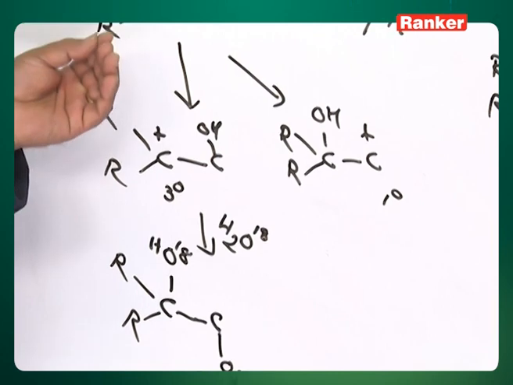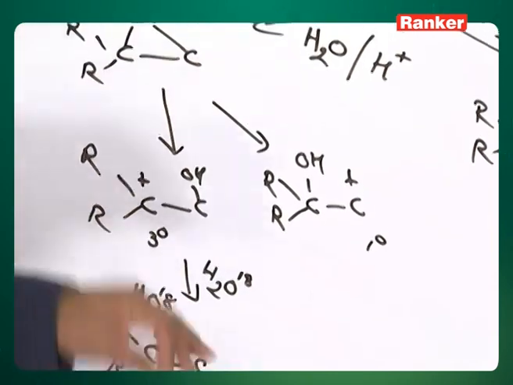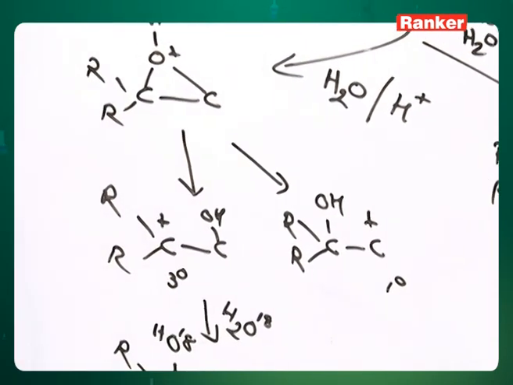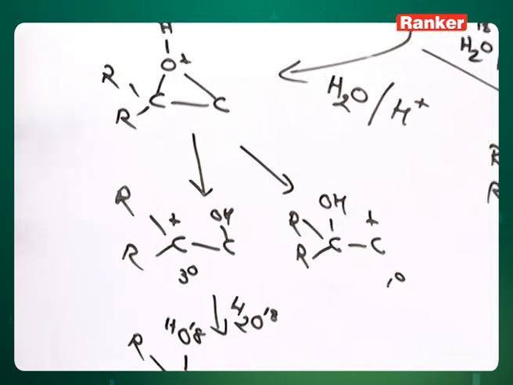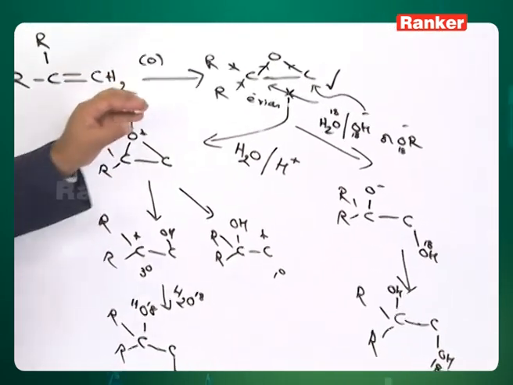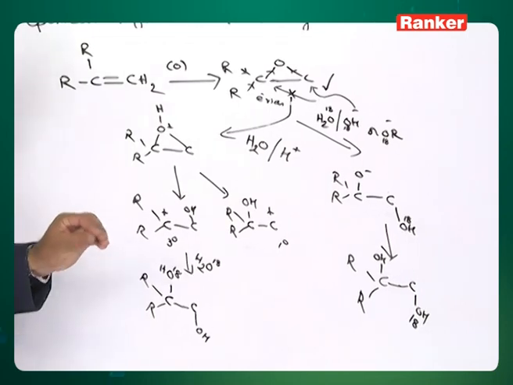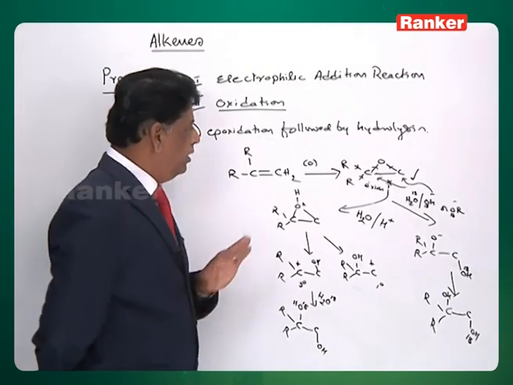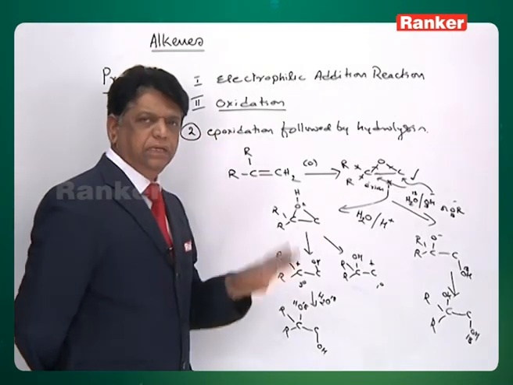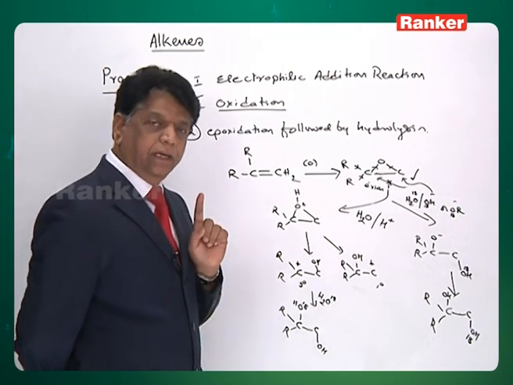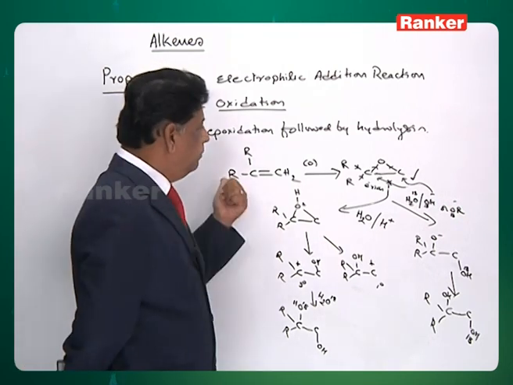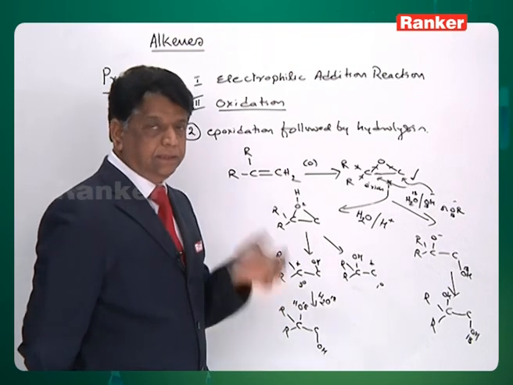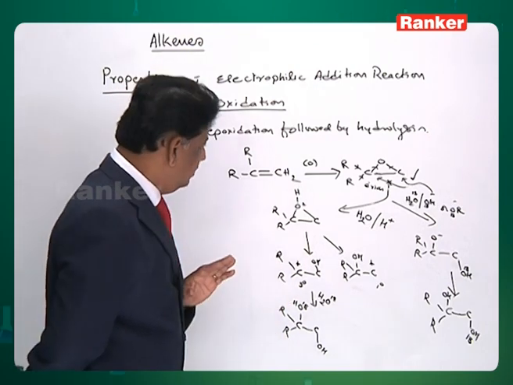But the stereochemistry is not important in this case, right? So epoxidation followed by hydrolysis, in acidic medium or basic medium, makes no difference in the stereochemistry. The whole mechanism is a trans addition only. Permanganate addition is a cis type, while epoxidation followed by hydrolysis is a trans type of addition. That is fixed.